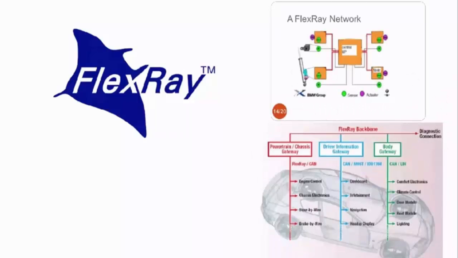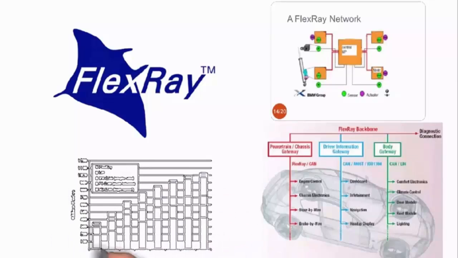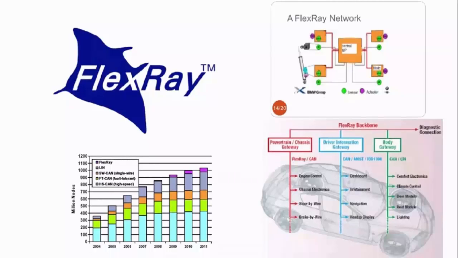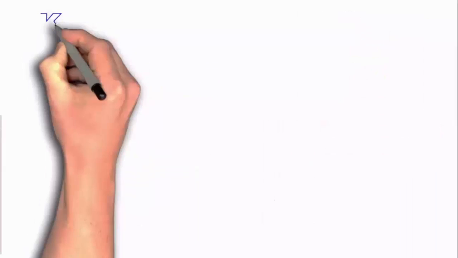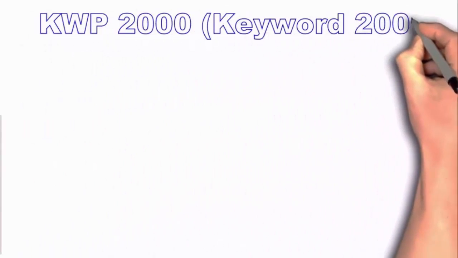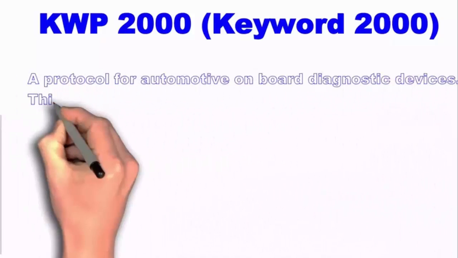The static segment is pre-allocated into slices for individual communication types, providing a stronger real-time guarantee than its predecessor, CAN. The dynamic segment operates more like CAN, with nodes that take control of the bus, allowing event-triggered behaviour to be spontaneous. Keyword Protocol 2000, abbreviated KWP 2000, a protocol for automotive diagnostic devices, runs either on a serial line or over CAN.